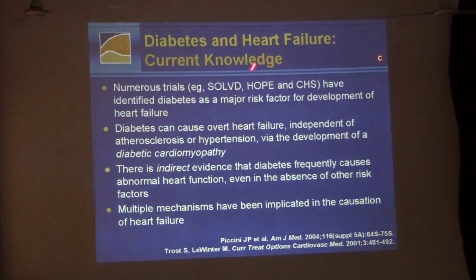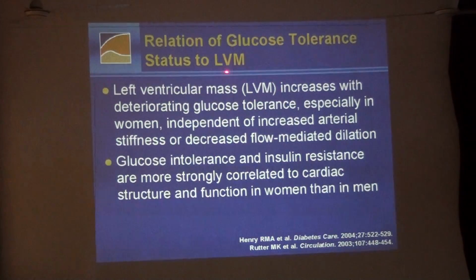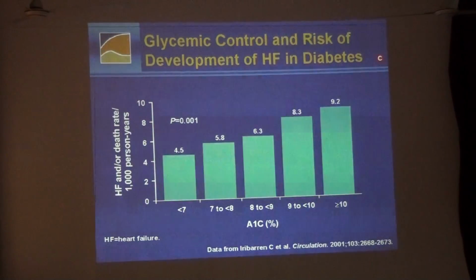Heart failure, we know the SOLVD trial, HOPE trial, and all these have proved that people with diabetes are more prone to heart failure. And there is not a single mechanism, there are multiple mechanisms. Similarly, left ventricular mass will all change more in such cases.